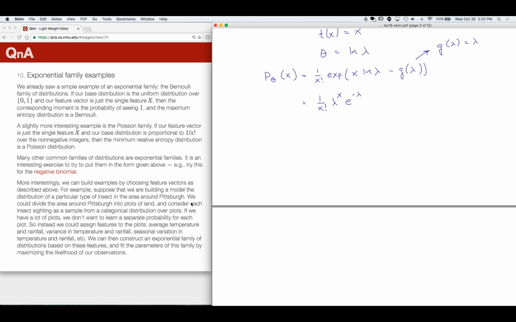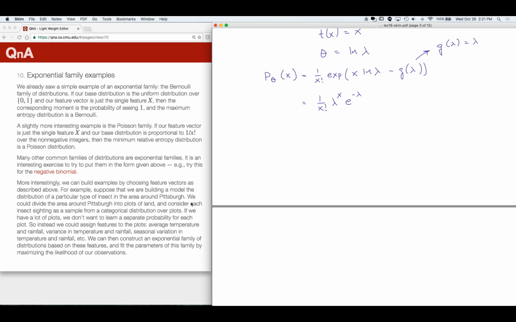And so instead, we can look for features of these plots. Things like what's their elevation, or what's their rainfall, or what's their seasonal variability in temperature, right? So you can look up all of those things from the National Weather Service or the National Geographic Survey. This data is available, and you can make a feature vector for every plot of land, and then you can try and fit one of these distributions to the actual observed distribution of insect sightings and learn something about what the habitat of your insect is.